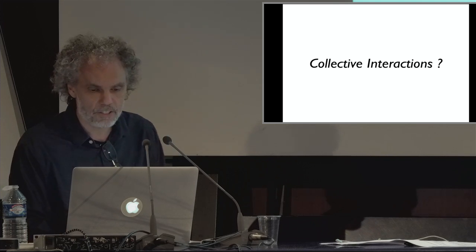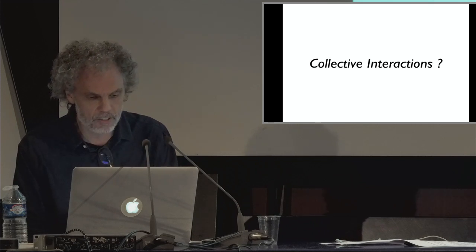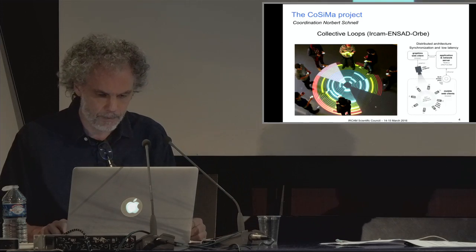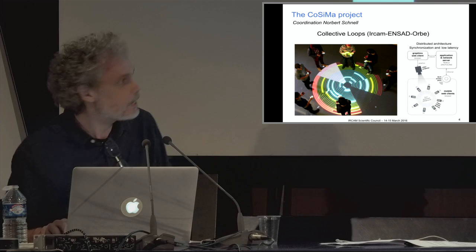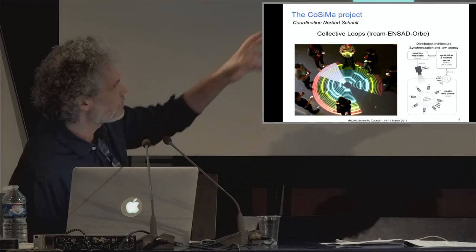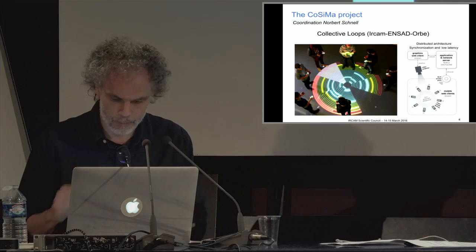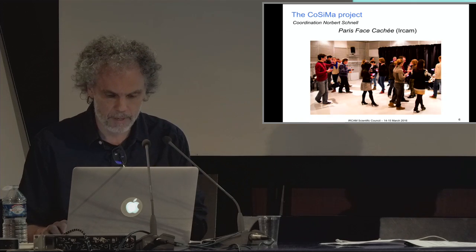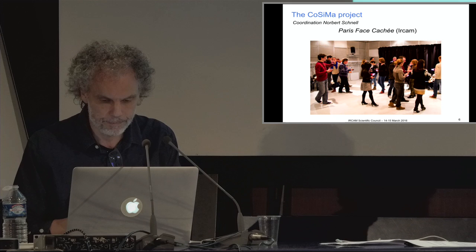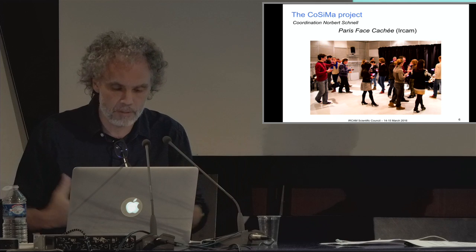So just to finish, what's important also in thinking about interaction is collective interaction, and that's a whole new problem about notation. Here it's the work of my colleague Norbert Schnell in the Cosima project using mobile phones, where here there are some representation on the ground that give you some type of notation of what's going on. I don't have time to really explain. Of course, if people are in a space and freely moving, how to notate the possible interaction, because it's not only the motion, it's also the interaction between the people.